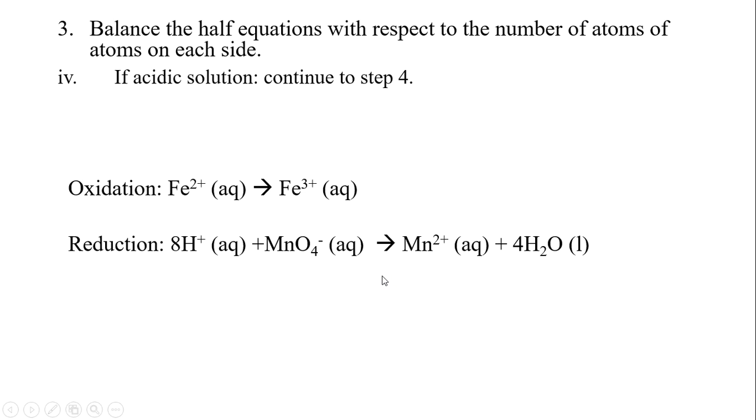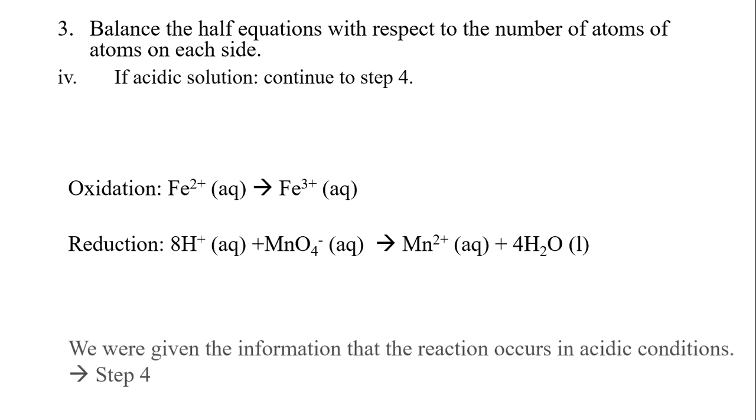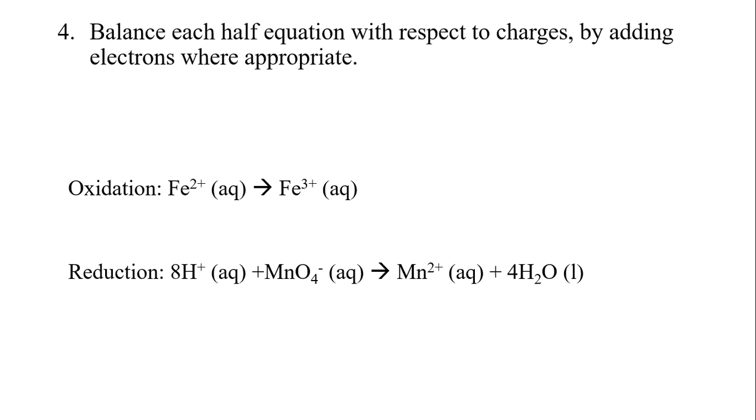Now, if this reaction occurs in acidic solution, we continue to step 4 of our strategy. And in the information of the exercise, it said that the reaction indeed occurs in acidic conditions. So we go on to step 4. So now let's balance each half equation with respect to charges by adding electrons where appropriate.